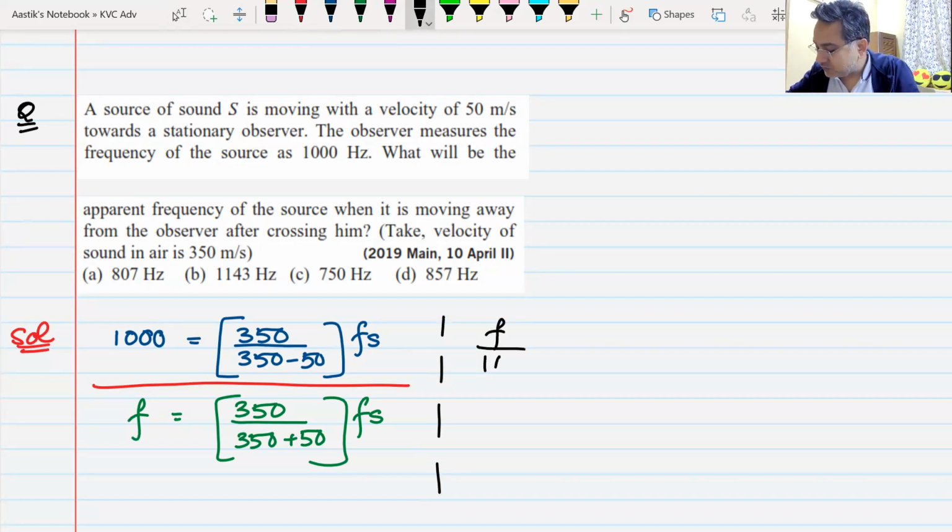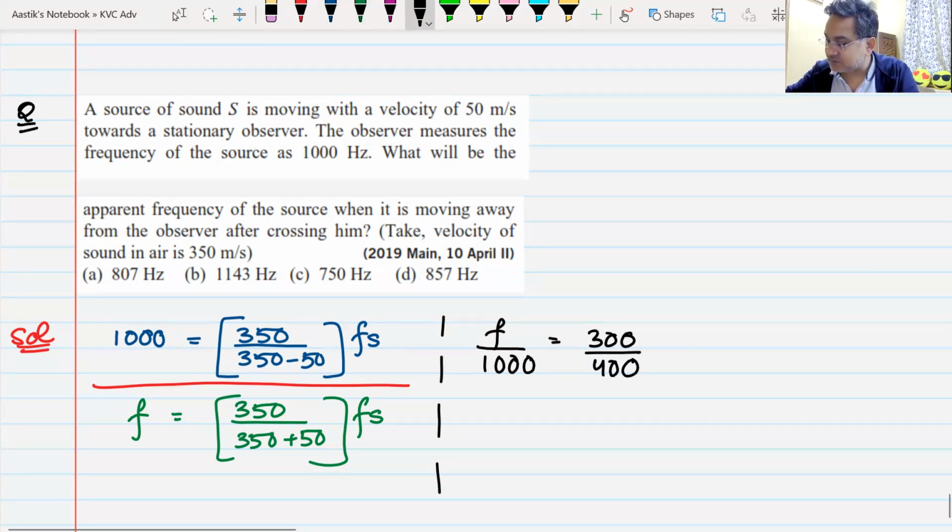F divided by 1000 will be equal to what? 300 divided by 400. 750 is the answer.